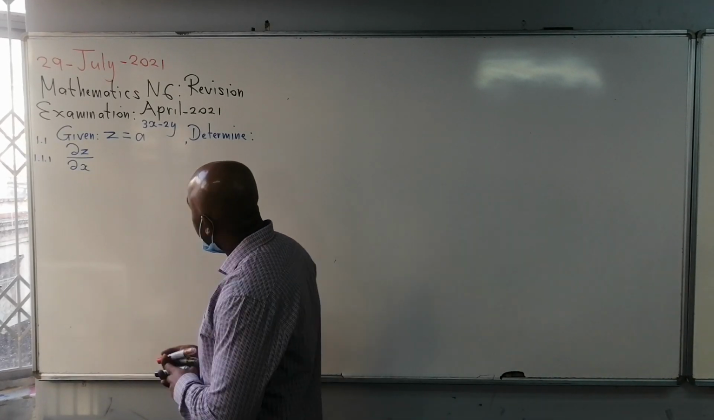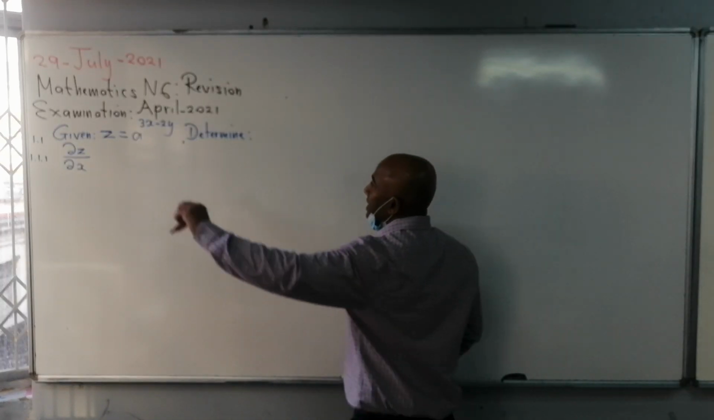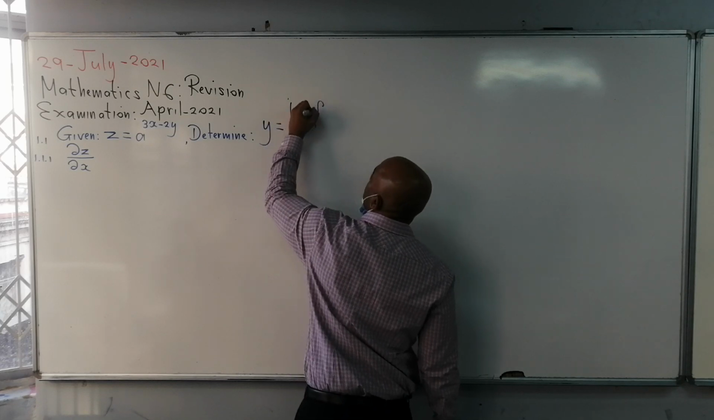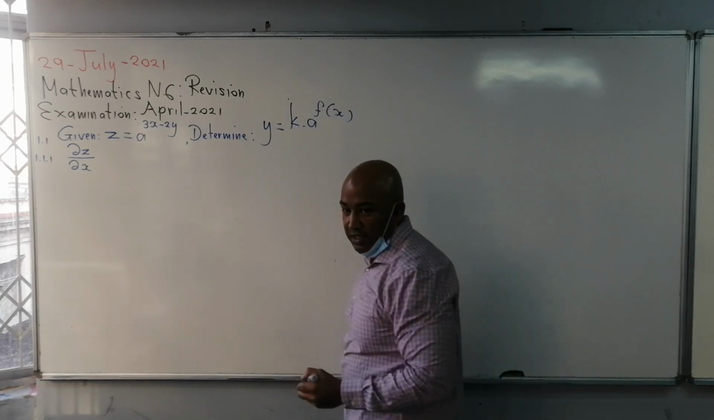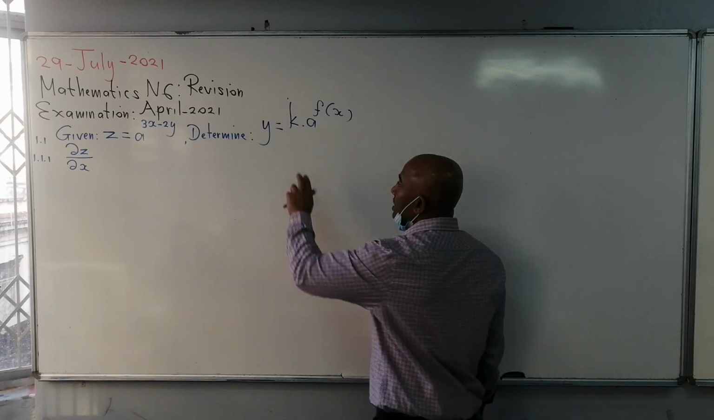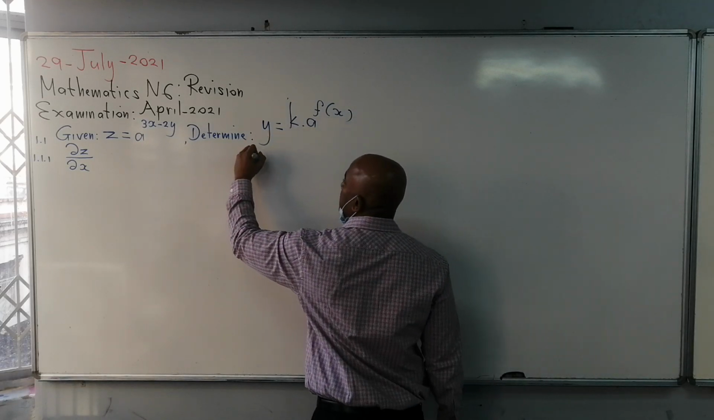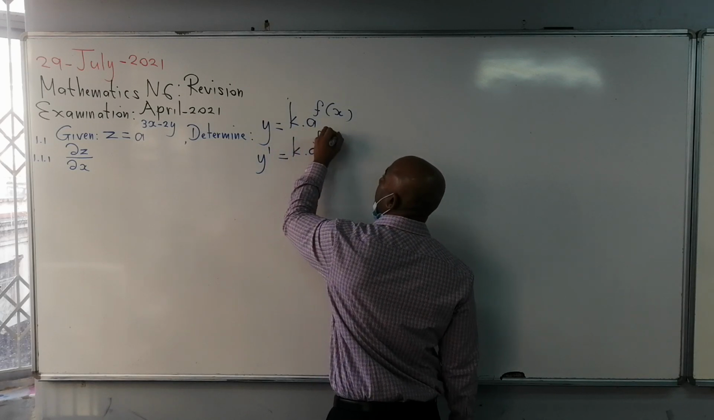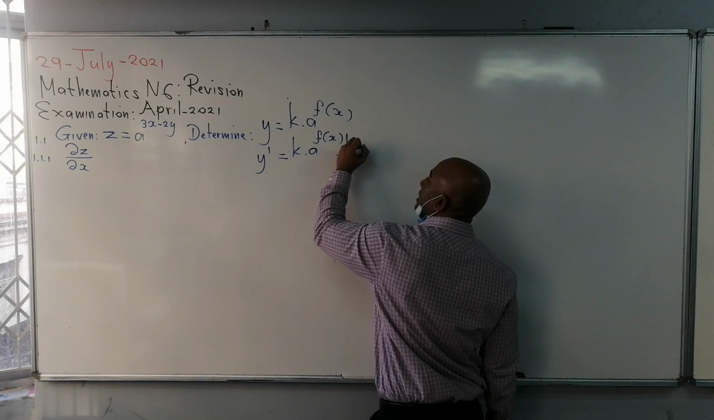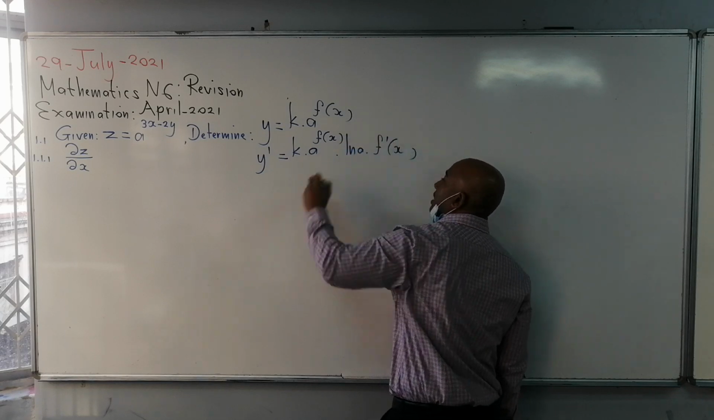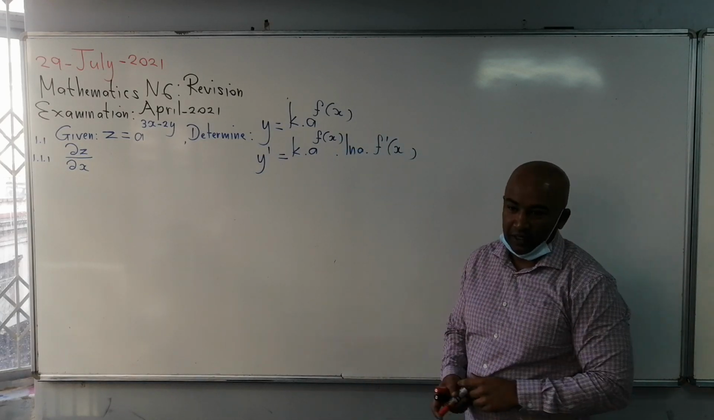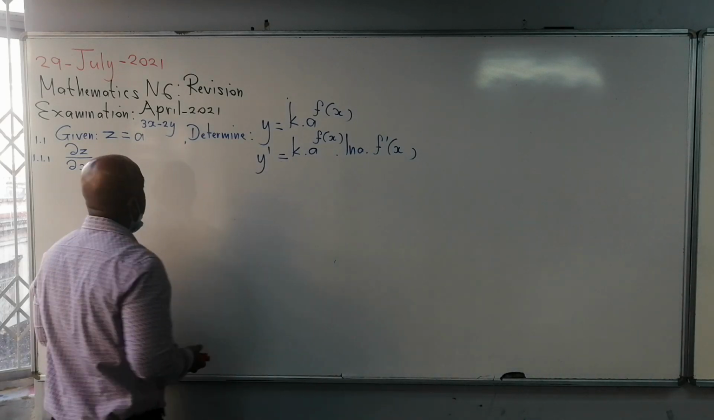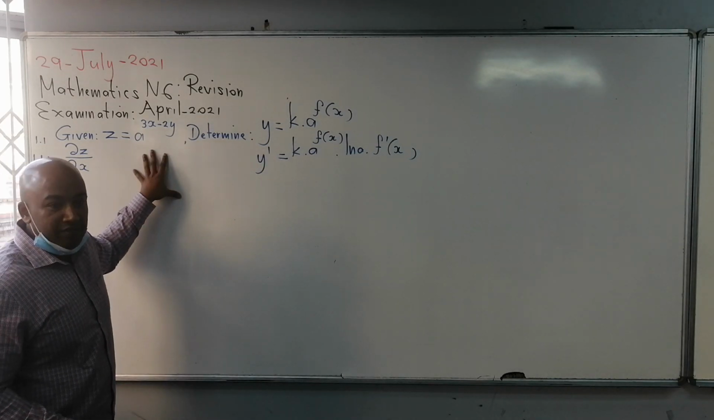So what do we need to remember here? We need to remember that if y is equal to k times a to the power f of x, going back to our N5 work, then your derivative will be k times a to the power f of x times ln a times f prime x. You should know this. This is the derivative of your exponential function.